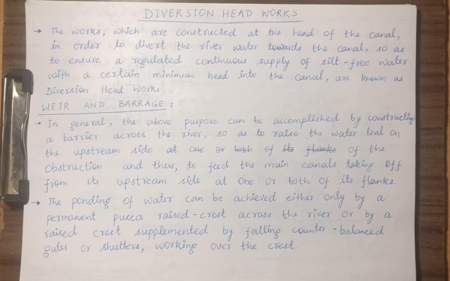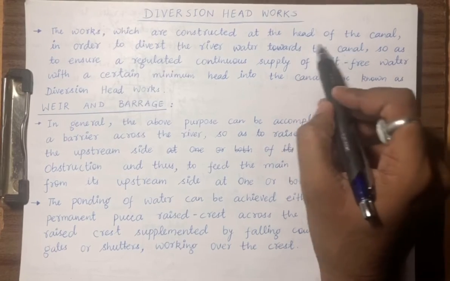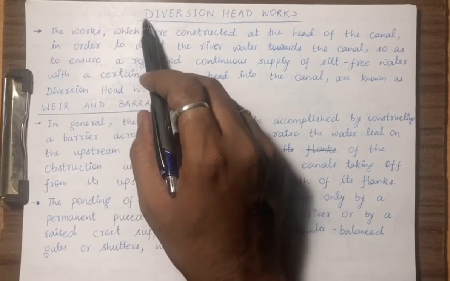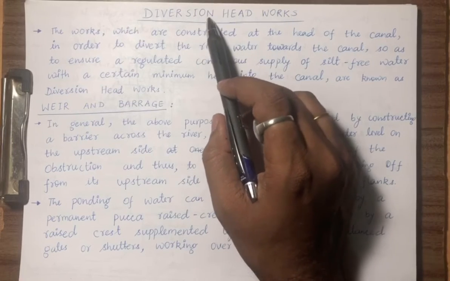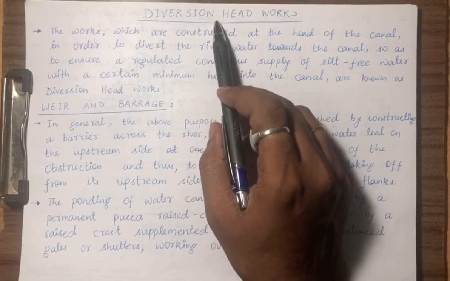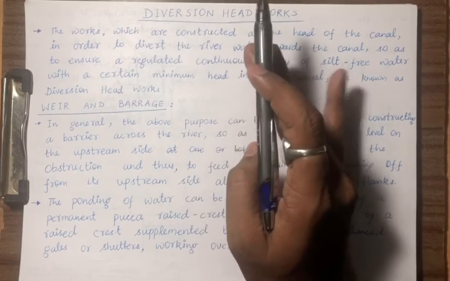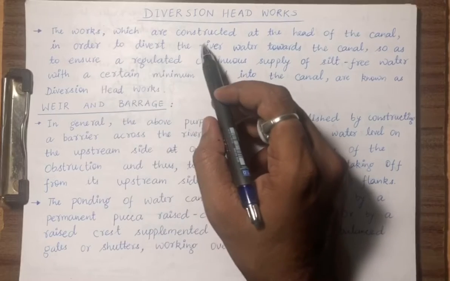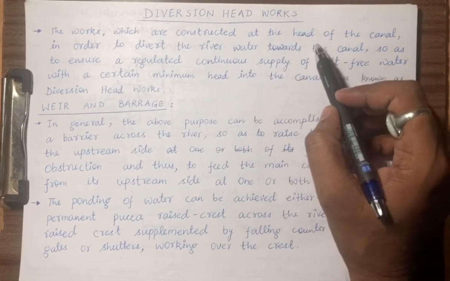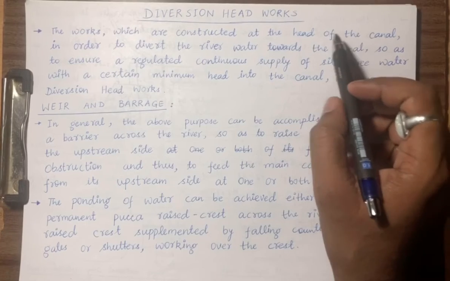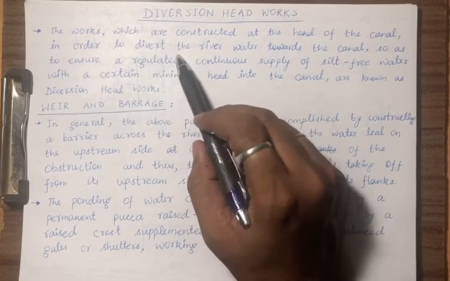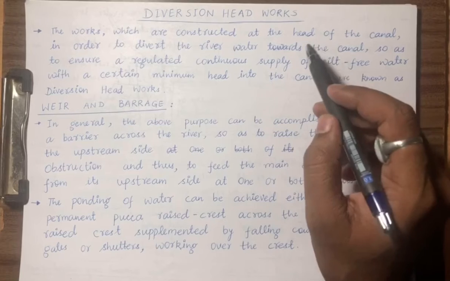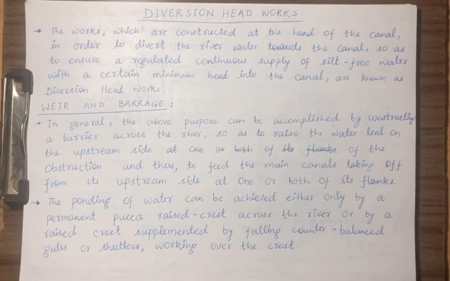So what is a diversion headwork? The works which are constructed at the head of the canal in order to divert. What kind of work are these? Diversion. So these headworks must be doing some kind of diversion, and in our case, that is diversion of water. Where are these constructed? At the head, in order to divert the river water towards the canal. So we want to take the river water into our canal.